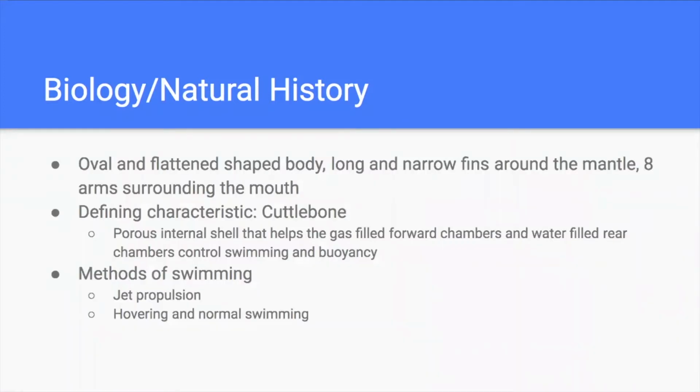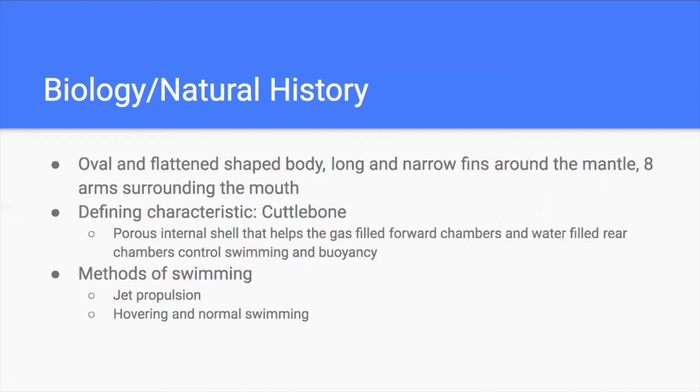So as you could see, they had an oval and flattened shaped body, and they had those long and narrow fins that went all the way around the mantle, followed by 8 arms surrounding the mouth. The defining characteristic of cuttlefish is their cuttle bone, and it's this internal shell that helps with swimming and buoyancy.